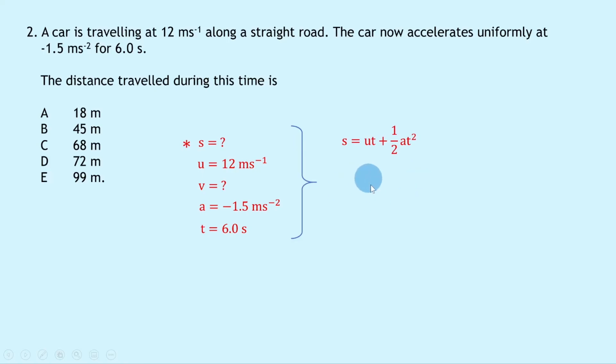And we can then sub in the numbers to get what s is. So we have 12 times 6.0 plus a half times minus 1.5 times 6.0 squared. And putting all of this into your calculator should give you an answer of 45 meters, which gives the answer B.